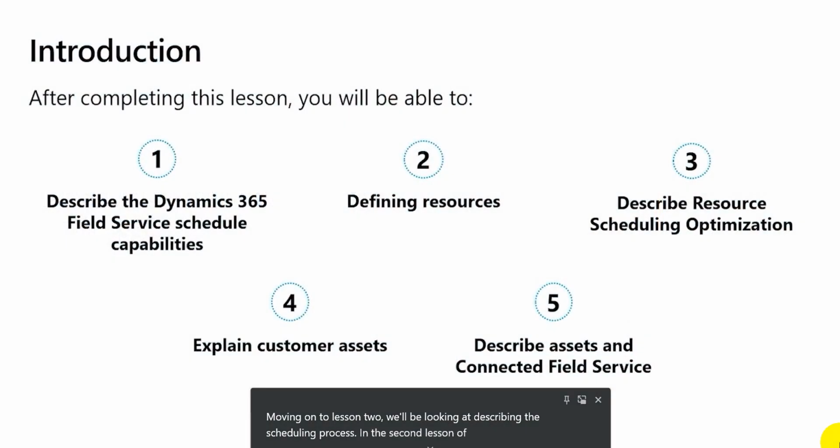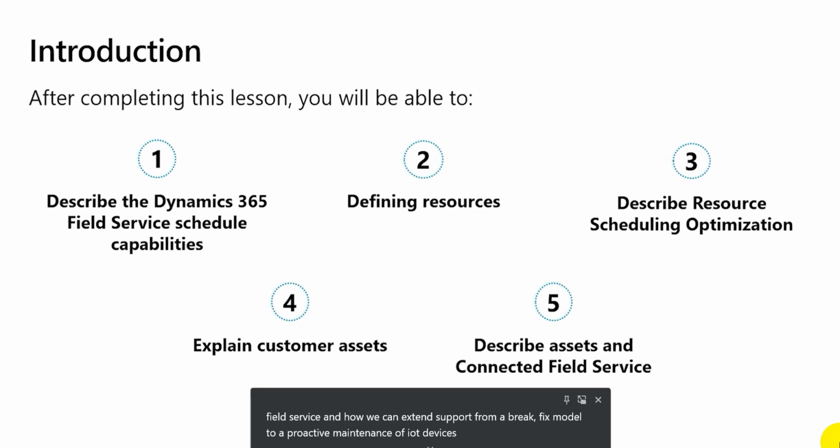In the second lesson of this module, we will start discussing Dynamics 365 Field Service scheduling capabilities. And then we'll start to understand resource scheduling optimization. Next, we will discuss asset management and provide an understanding of customer assets. Finally, we'll wrap up this lesson by talking about connected field service and how we can extend support from a break-fix model to proactive maintenance of IoT devices.